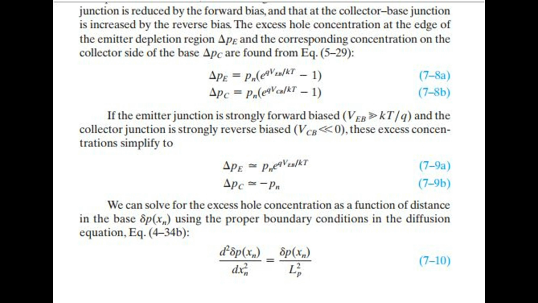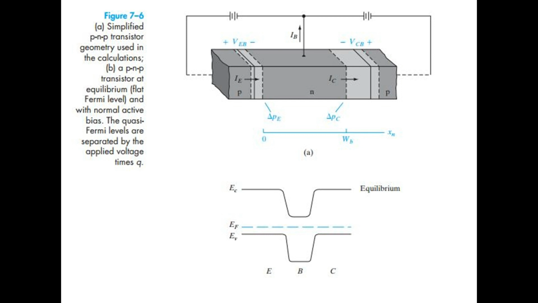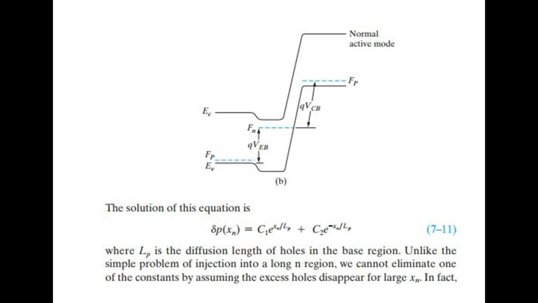We can solve for the excess hole concentration as a function of distance in the base, and the hole gradient, using the proper boundary conditions in the diffusion equation, Eq. 4-34b. Figure 7.6a, simplified PNP transistor geometry used in the calculations. B, a PNP transistor at equilibrium, flat Fermi level, and with normal active bias. The quasi-Fermi levels are separated by the applied voltage times q. The solution of this equation is given, where Lp is the diffusion length of holes in the base region.